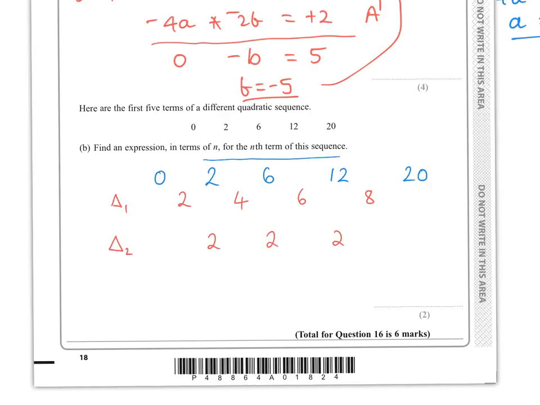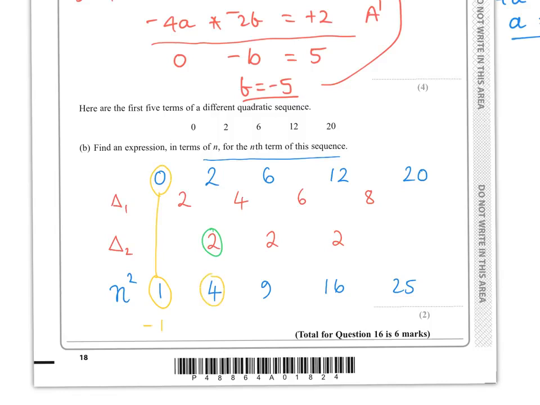So without going into loads of detail, you always halve the second difference to give how many n squares there's going to be. So there's going to be 1 lots of n squared, or just n squared. We then write down the square numbers: 1, 4, 9, 16, 25, and so on. And then we just compare. So what do we have to do to 1 to get 0? Well, we have to take away 1.